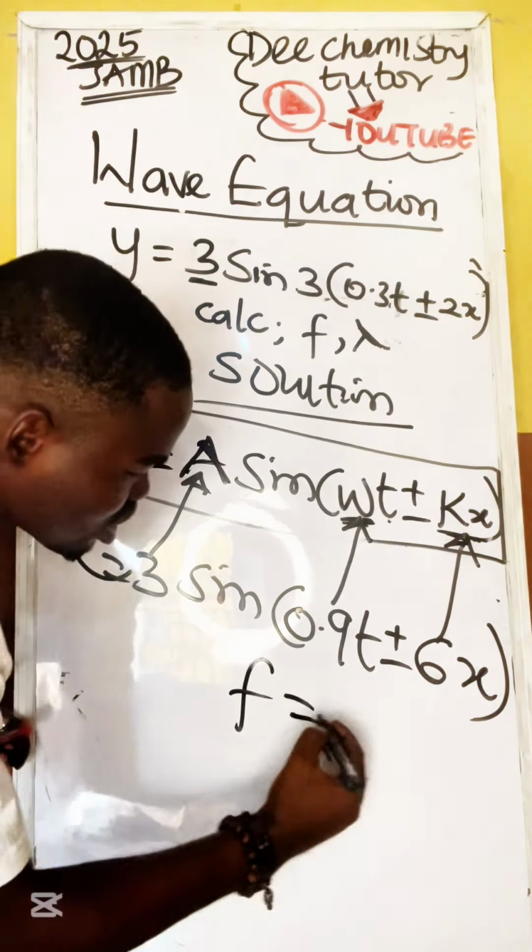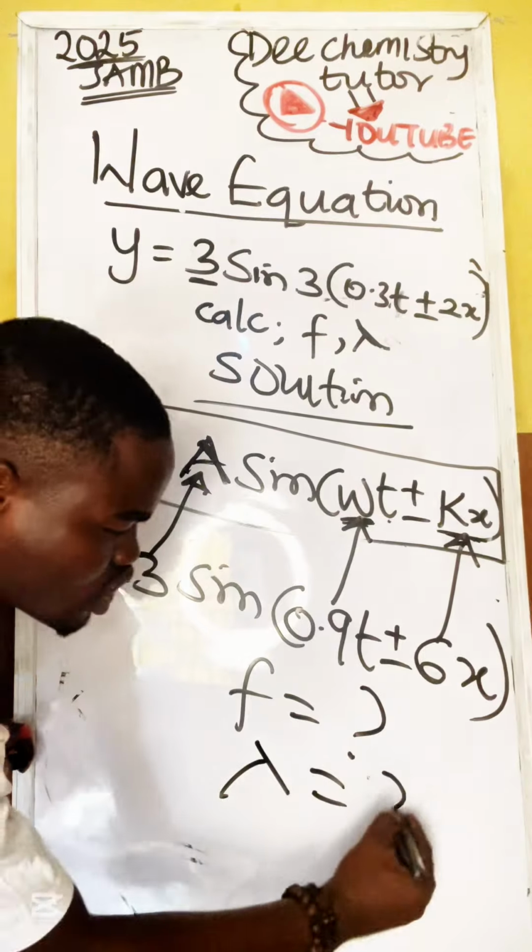Calculate f, drop it in the comment section, and calculate lambda and drop it in the comment section.